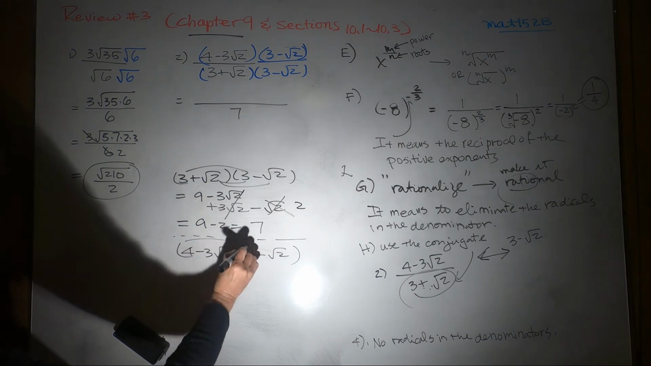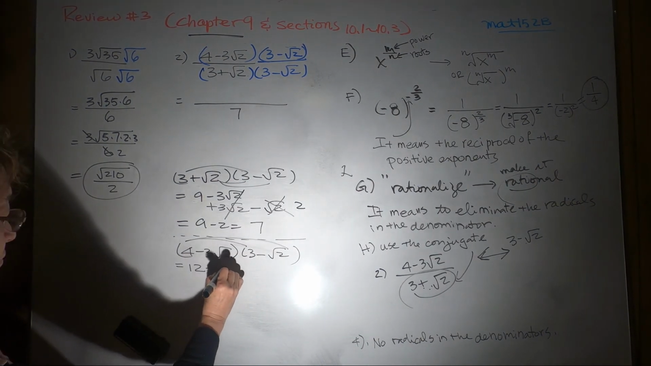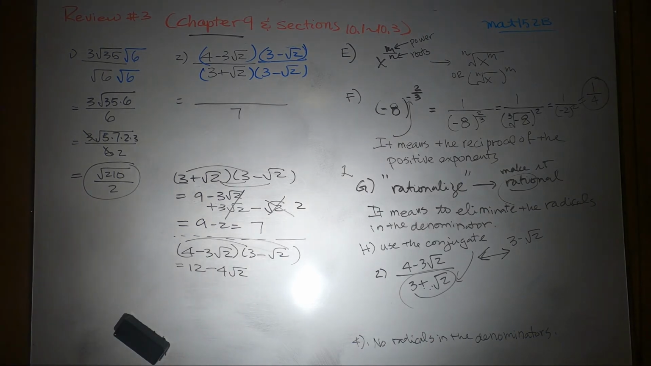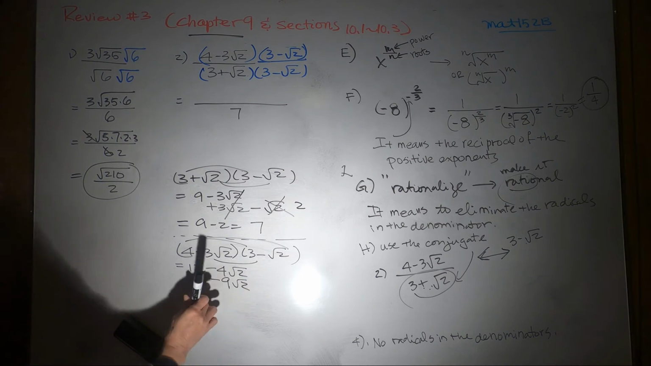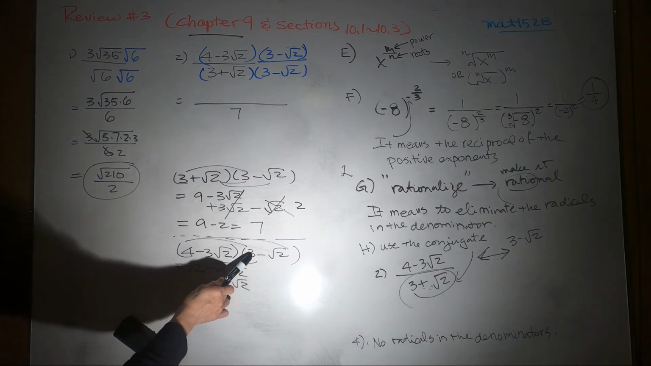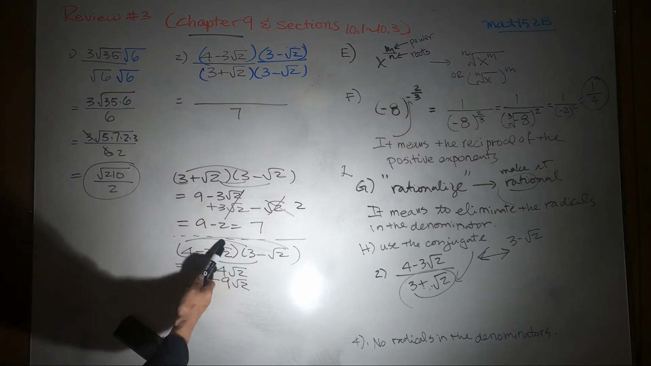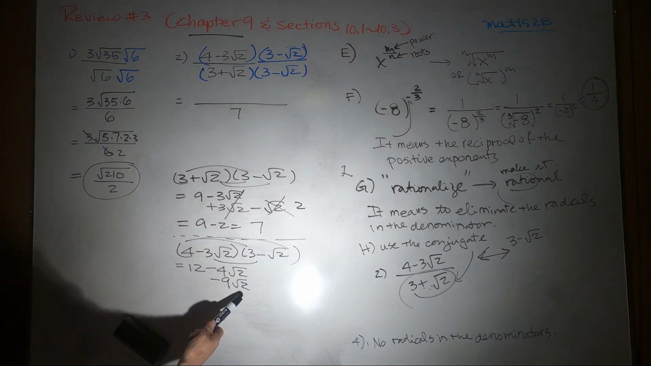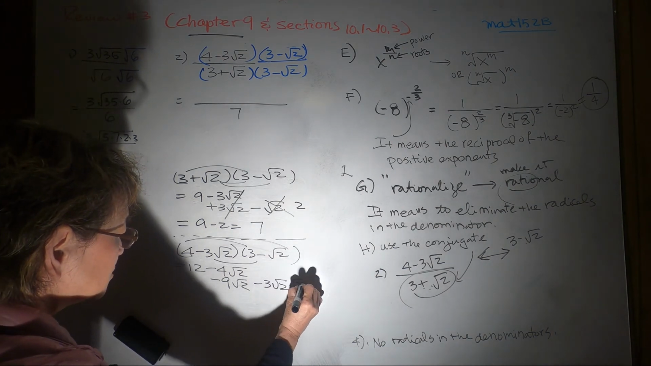Then 4 times 3, 12. 4 times negative 2 minus 4 square root 2, right? Then this one minus 9 square root 2. Don't mingle your radicals with the numbers, because that's like an x. 3x times 3, 9x. So 9 square root 2, right? Then minus 3 square root 2 times square root 2.